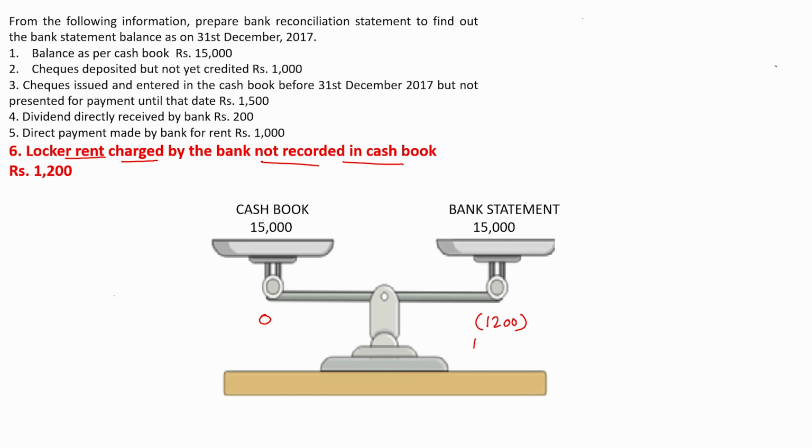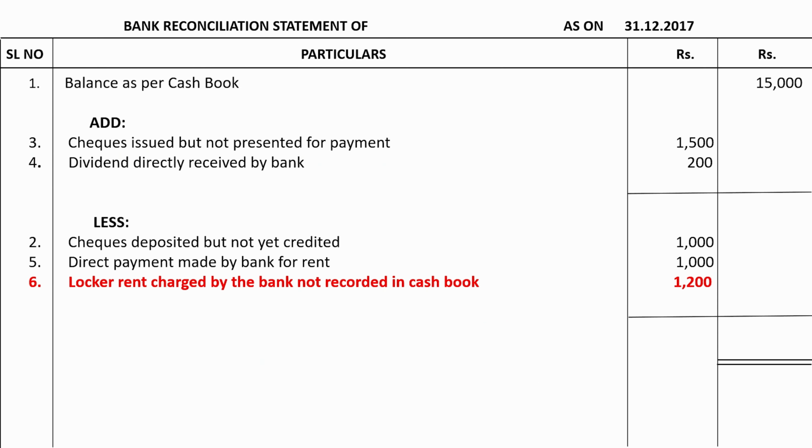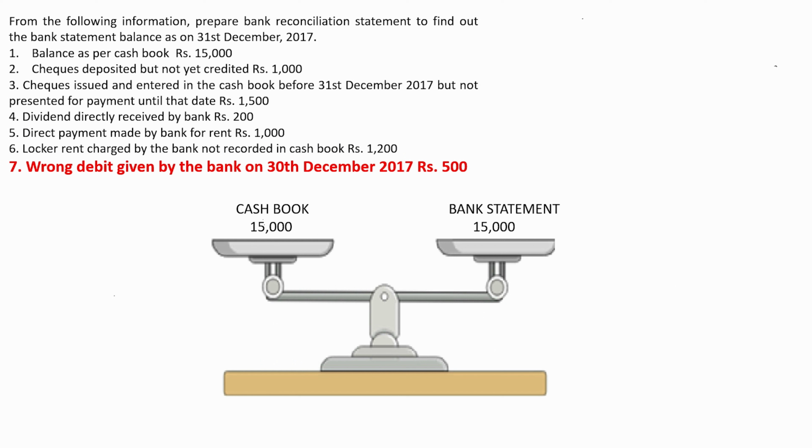Bank statement shows 13,800 as the balance, whereas in the cash book, it is still 15,000. To make this equal, we have to minus 1,200 from the cash book balance in the bank reconciliation statement. Locker rent charged by bank not recorded in the cash book, 1,200, is shown as a deduction in the BRS.